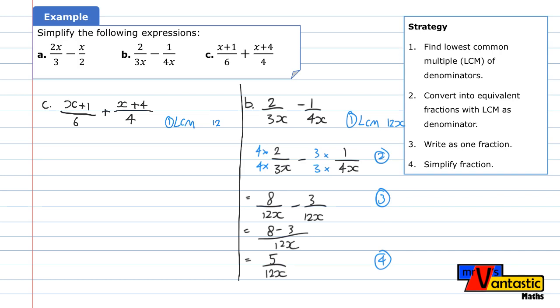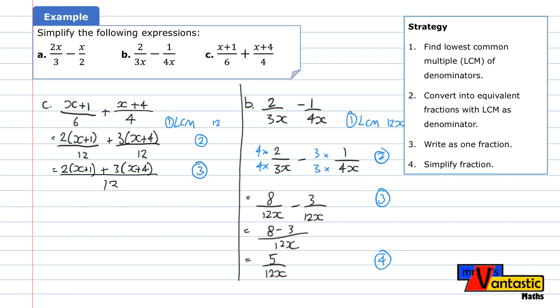So we can rewrite this now as equivalent fractions by multiplying top and bottom by 2 for the first fraction. So 2 times x plus 1 over 12 plus, and the second fraction is multiplied by 3. So 3 times x plus 4 over 12. And again, we write this as a single fraction. So 2 times x plus 1 plus 3 times x plus 4, and we're dividing all of that by 12 now.